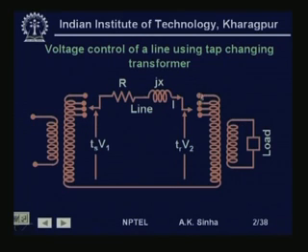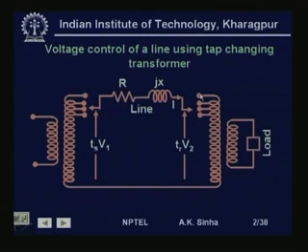Now, normally these taps are always placed on the high voltage winding. One reason is the high voltage winding will be carrying much less current, and therefore, when we are changing this tap, especially if we have an on load tap changing transformer, that is OLTC, then the current will be much lower here. Also, it has been found that if we place the taps on the high voltage side, we get much better voltage control than if we place it on the low voltage side.